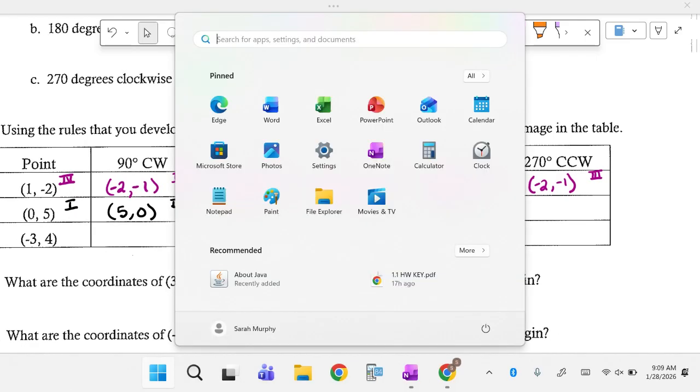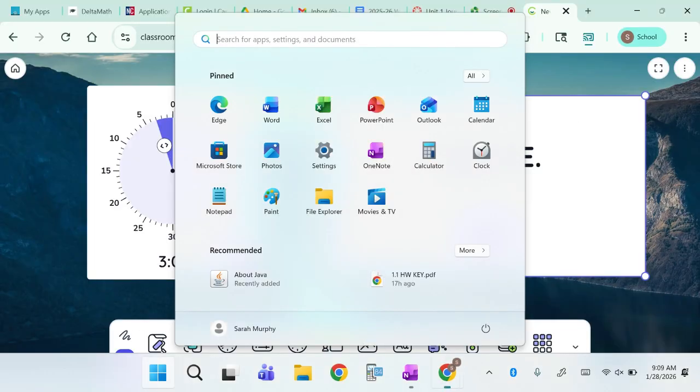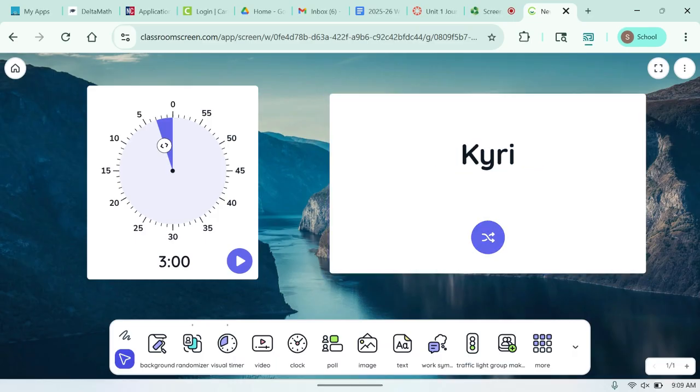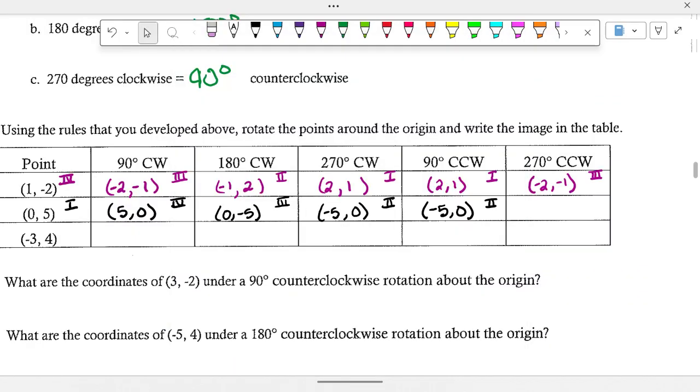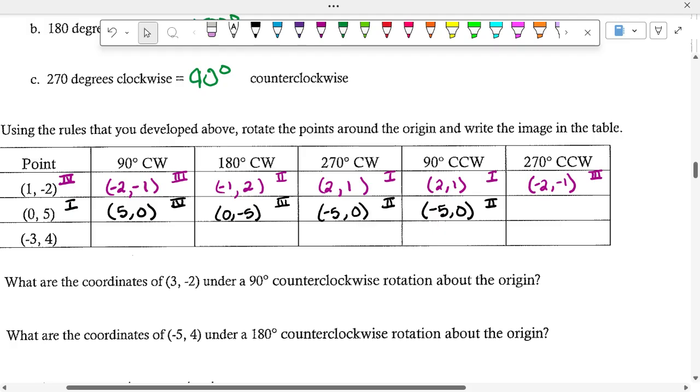Last one, 270 degrees counterclockwise. Let's go, Kyrie. 270 degrees counterclockwise is the same thing as what degree clockwise? Right, it's the same thing as 90 degrees clockwise. Good.